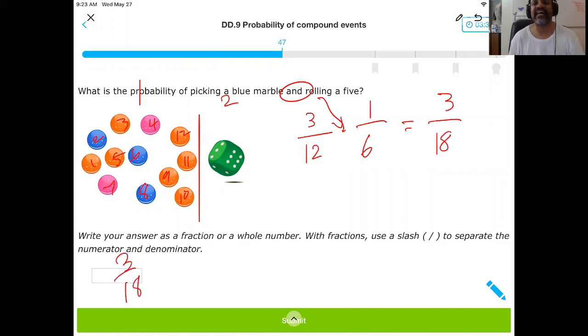All right, so that's it, guys. That's all we're doing this week. Probability of compound events. We are assuming that the events are independent, right? Independent event means that the probability of the first event doesn't affect the probability of the second event. That's it. Simple, knock them out.